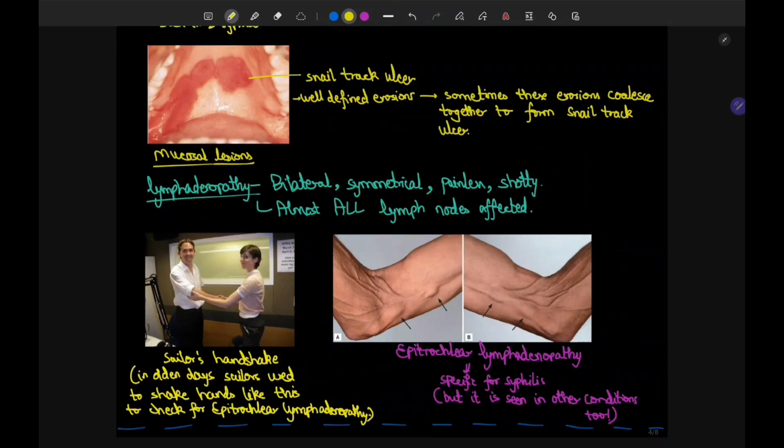This epitrochlear lymphadenopathy might be seen in other cases also, but if you read this word in any MCQ, your mind should be going towards syphilis also. So sailor's handshake, in olden times they used to check.